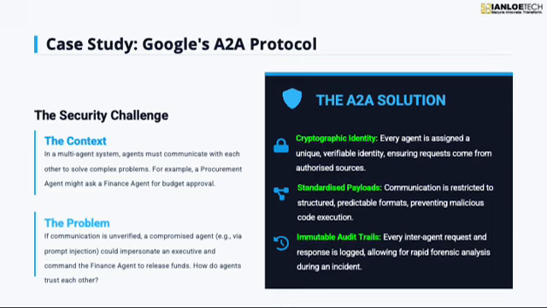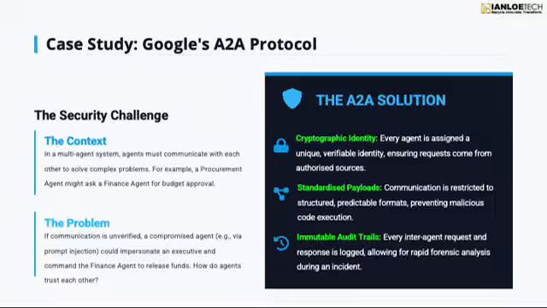The problem: compromised agent impersonation. If interagent communication is unverified, a compromised agent can impersonate another. An agent that has been hijacked via prompt injection could present itself to the finance agent as the chief financial officer and instruct it to release funds. The finance agent, receiving what appears to be a legitimate request from a trusted source, complies.